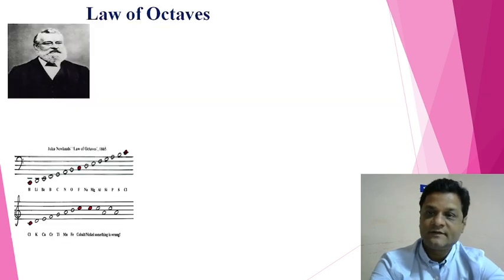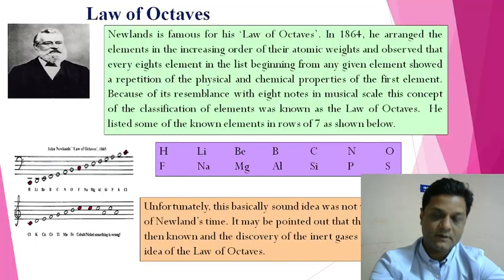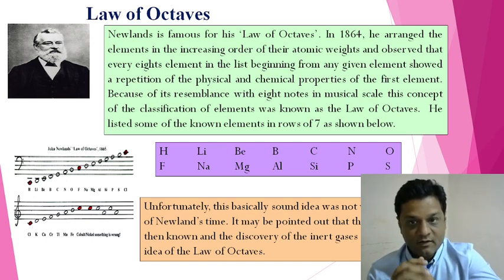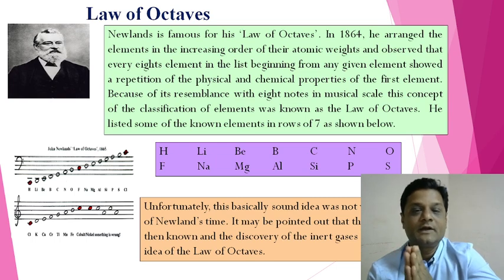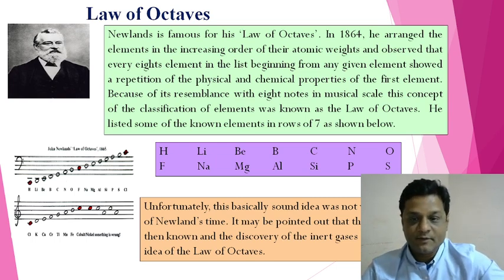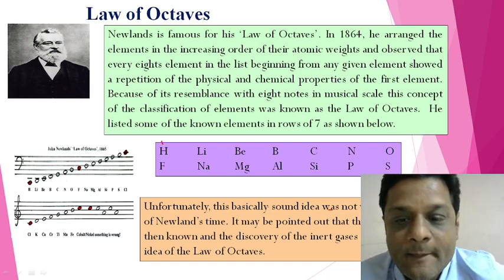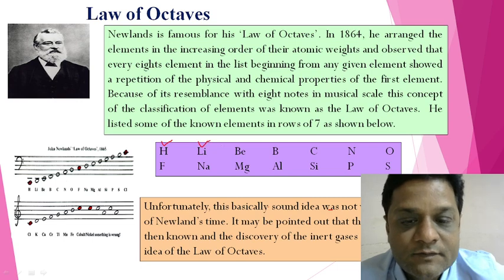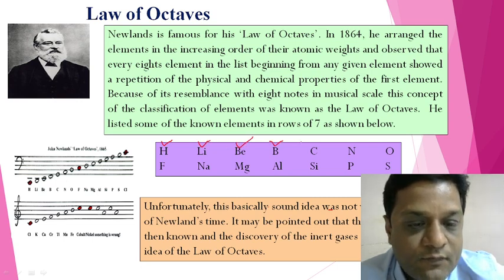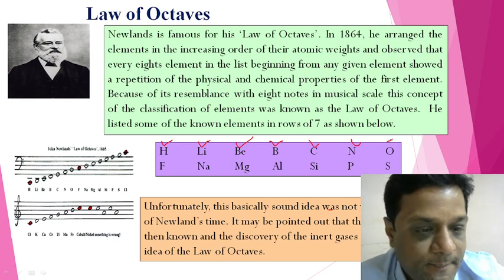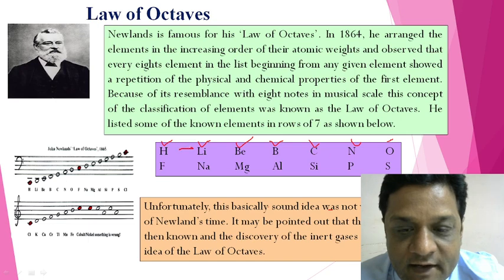Okay, now we can see the second arrangement was given by Newlands. It is also famously called the law of octaves, in 1867. What he did was arrange all the elements in the increasing order of their atomic weight. That means we can see an example of this. He arranged the 7 elements in the simple order of 1, 2, 3, 4, 5, 6 and 7. How are they placed? According to increasing atomic weight.